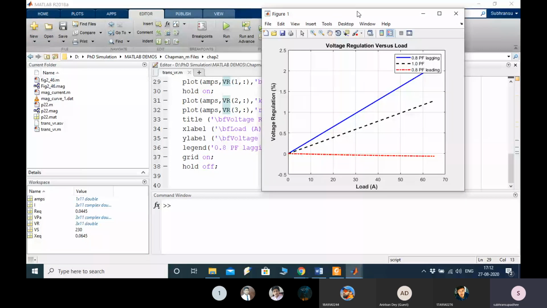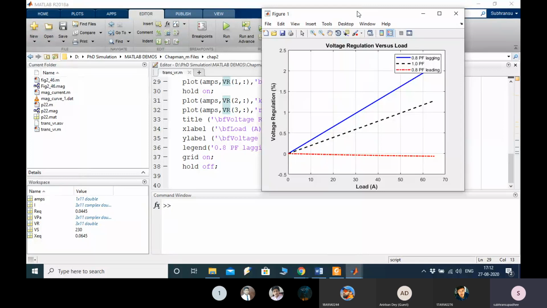As the load increases, if the power factor is lagging, the voltage regulation is increasing. If the power factor is leading, the voltage regulation is decreasing. And at unity power factor, the voltage regulation is somewhere in the middle level. Is it clear, everyone?